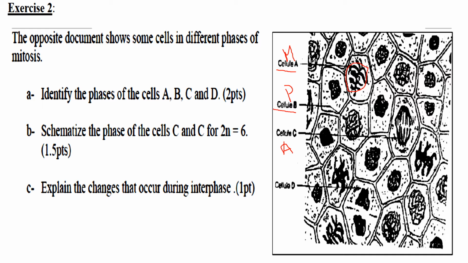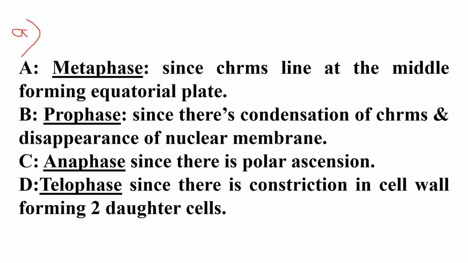We don't have asters nor a cleavage furrow. We have constriction, as you can see in the cell wall. So this is telophase. Schematize the phase of the plant cell. So these are the answers for part A.